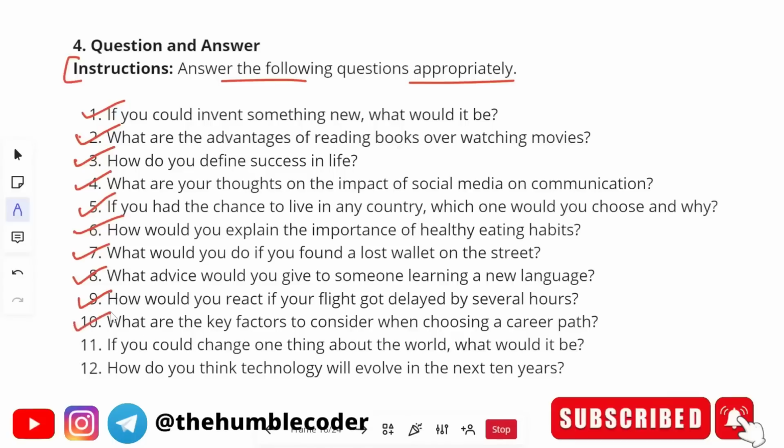Moving on to the next question, which is, what are the key factors to consider while choosing a career path? The answer can be, passion, skills, job market demand, work-life balance, and salary prospects are some important factors when choosing a career path.